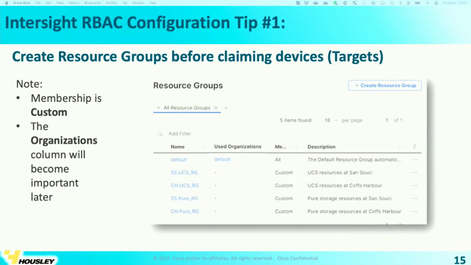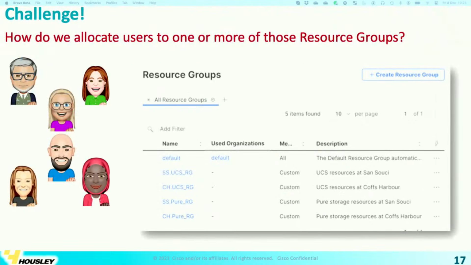So my first tip is, before you claim any devices, create some resource groups. Now, as I said, if you've already done this, you can backtrack. It can get a little bit messy, particularly if Intersight Managed Mode is involved, but you can backtrack. You can create your resource groups later and add your devices to these resource groups. But create your resource groups. If you create them before you start claiming devices, then when you claim your device, you can put them in the resource group, right?